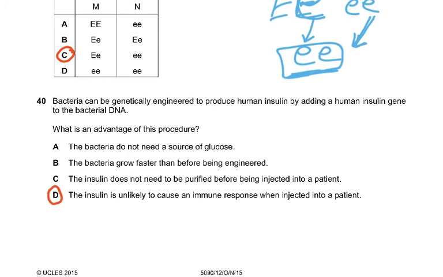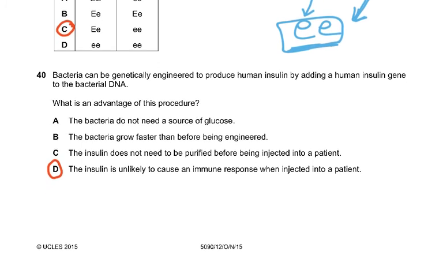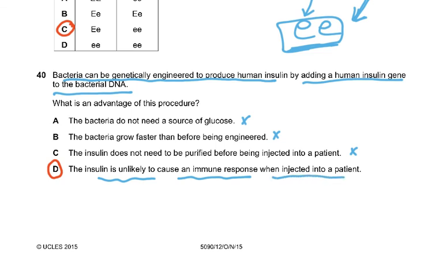Then coming to the last question, question number 40. Bacteria can be genetically engineered to produce human insulin by adding a human insulin gene into the bacterial DNA. What is an advantage of this procedure? The bacteria do not need a source of glucose. Rubbish. The bacteria grow faster. No. The insulin does not need to be purified. No. The insulin is unlikely to cause an immune response when injected into a patient.